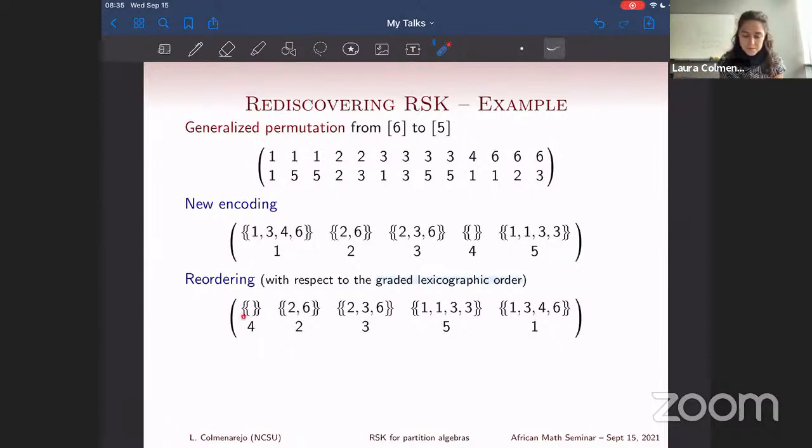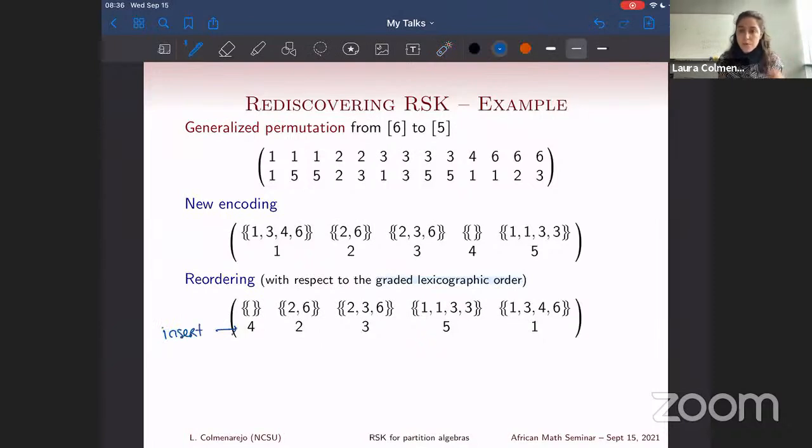So for instance, these first three, because I have 0 elements, 2 and 3, they are just in increasing order. But if I look at these two, both of them have 4 elements, but this is 1, 1, and this is 1, 3. So this is smaller than this one. And then when I move them, I just keep track of the bottom row. And now this is a 2-line array that I can insert as I did before. I insert the bottom row.